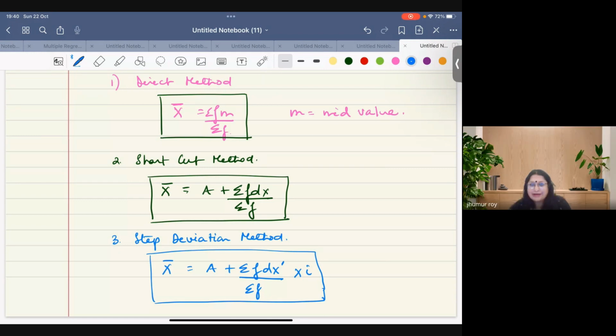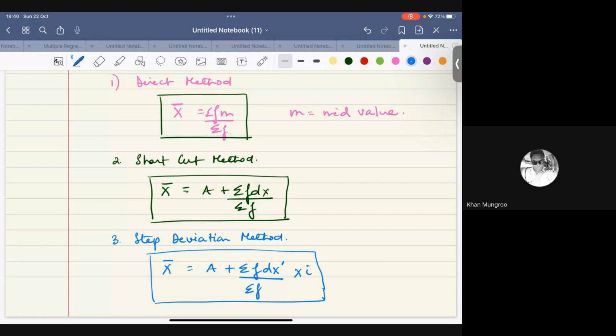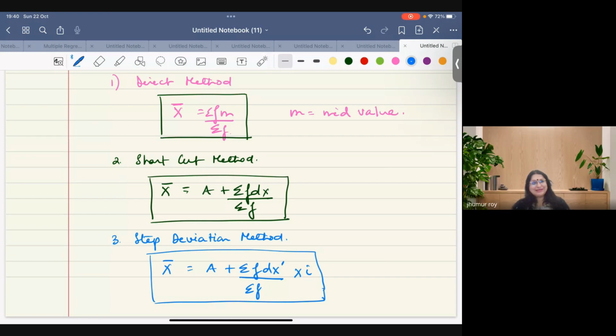Okay, okay. Yes, Khan, you want to say something? The direct method formula in continuous series is not the same as in discrete series. It is not the same because in that we had just one number, so we could take the number. But when we have a continuous series, then we cannot take the same number. That's why. Okay.